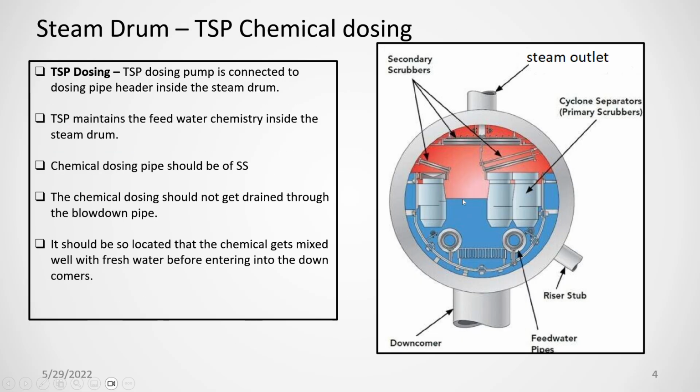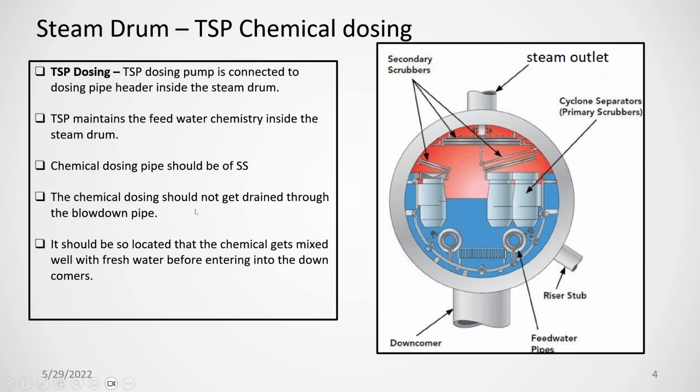This is the sodium phosphate chemical dosing. This is the chemical dosing line. This is a continuous blowdown line. This is the feed lines. This is the cyclonic separator. These are the dryers, Chevron dryers. So sodium phosphate means the chemistry inside that steam, the chemistry of water inside the drum.